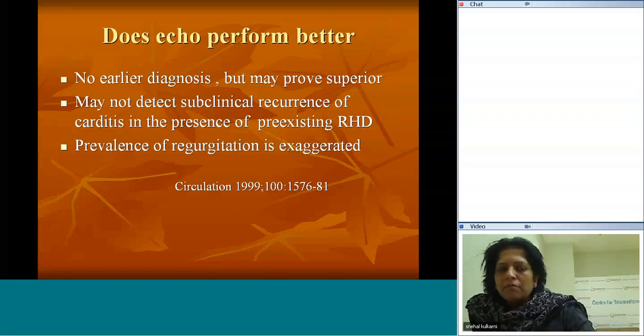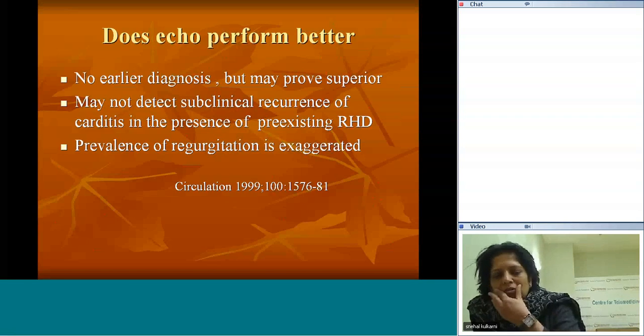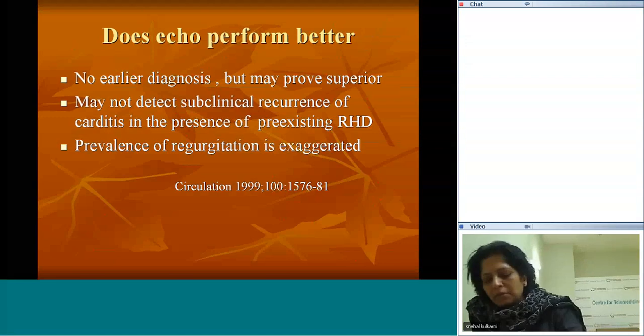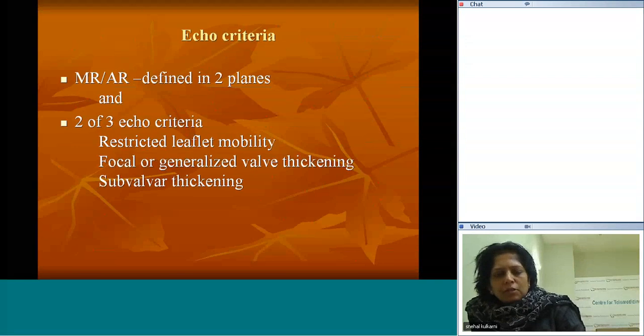Echo may again not give you the answer. And as we know, the prevalence of regurgitation in milder forms is usually exaggerated when we use echocardiography as a screening tool. So there are special criteria when we diagnose rheumatic carditis. What needs to be taken as a specific criteria for rheumatic carditis?